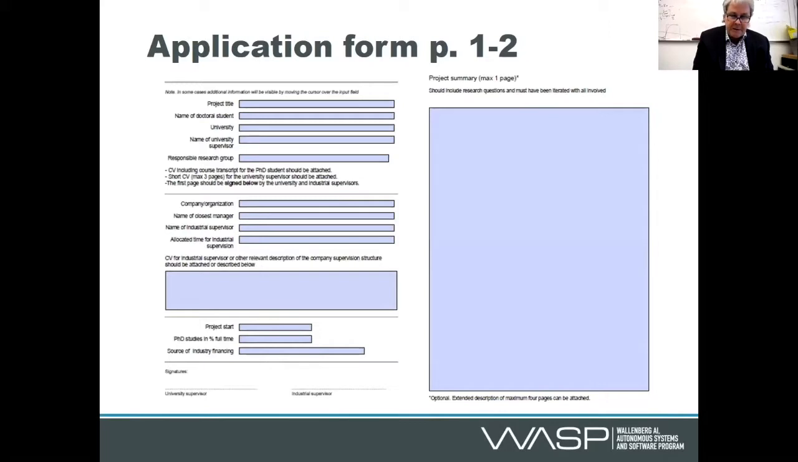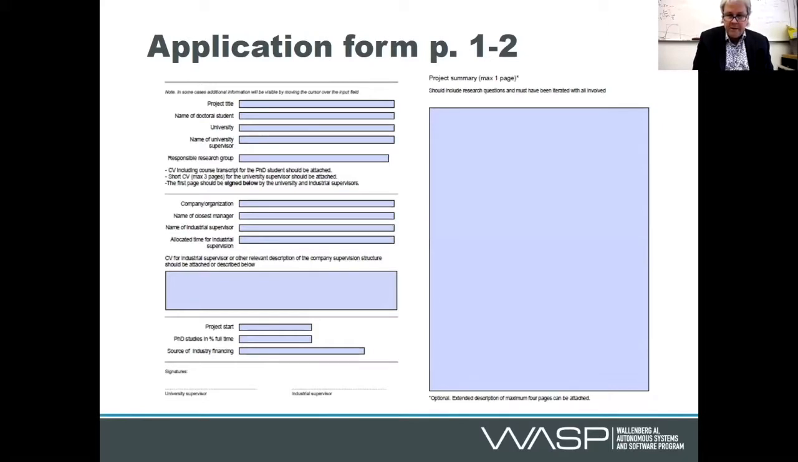Then the project start, the PhD studies in percentages of full time, is it 80 or 100? And what is the source of the industry financing, in addition to the money that comes from WASP? Then this page should be signed both by the university supervisor and by the industrial supervisor. So it's not enough that a company has identified a person. They must also have discussed this with a university research group and found a suitable supervisor.